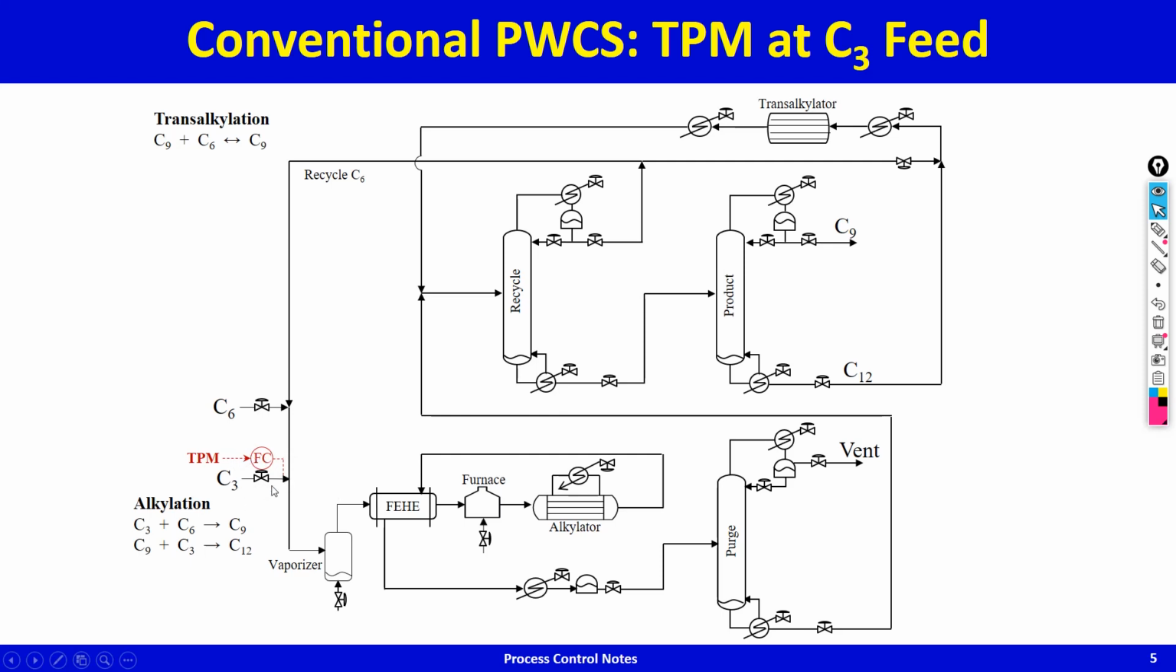While you can do this, A, because C3 is the limiting reactant, B, the C3 is not recycled. There is no C3 recycle loop. Propylene comes in, gets reacted, 95, 97, 98% of it gets converted to C9 and C12. Whatever unreacted C3 plus inert propane that's coming in, that goes out the vent. So the C3 is not getting recycled. Because the C3 is not getting recycled, we can have the throughput manipulator at fresh feed, fresh C3 feed.